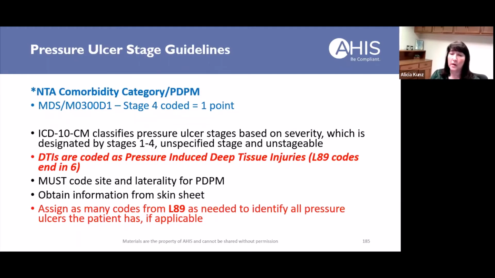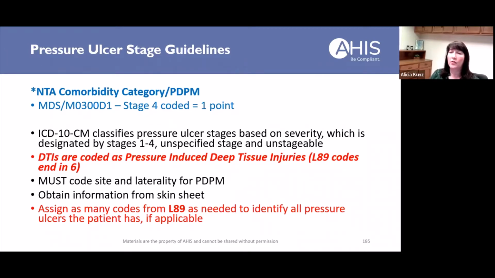Pressure ulcers. Nothing has really changed this year when it comes to coding pressure ulcers. One of the things you should be aware of, though, is for deep tissue injuries, DTIs. A couple years ago, we used to code those as unspecified, but now there is a section for those. So these are L89 codes that end in the number 6. So just be careful with those, because I've noticed some facilities still code those as unspecified or unstageable. You want to be careful with that.